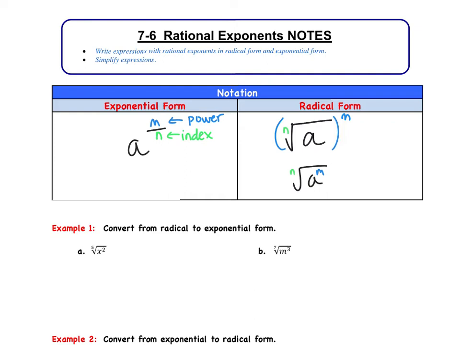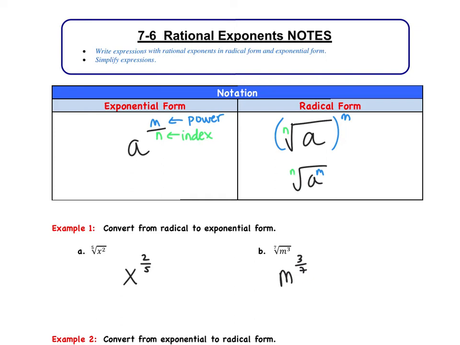If we look at example 1, it says convert from radical to exponential form. So x is our base, so this is going to be x to some power. As we look up above, our index goes in the denominator. So index down here is a 5. Our power goes in the numerator. So likewise on b, m is the base. Our index goes in the denominator. Our power goes in the numerator.